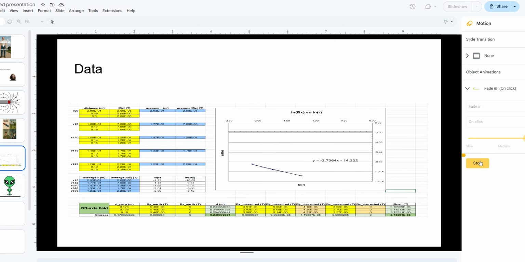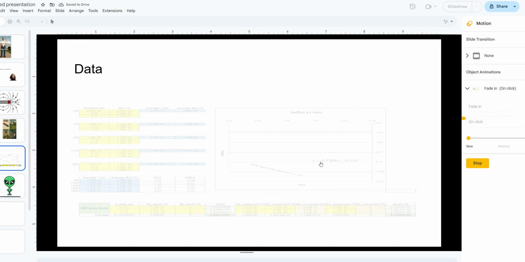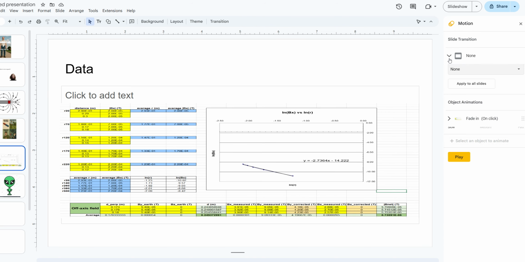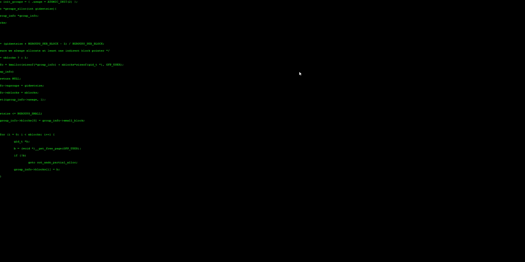We found a relationship of y equals negative 2.7364x minus 14.222. And with that, we found that our equation was y equals negative 2.7364x minus 14.222. And the mu, or the magnetic dipole moment, is 3.33. And here is my code.